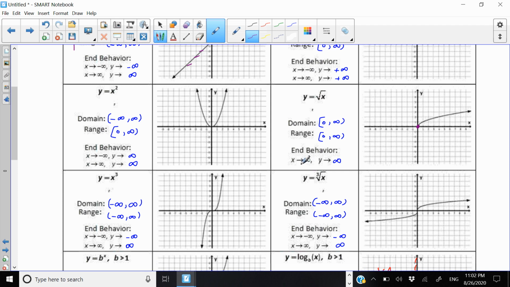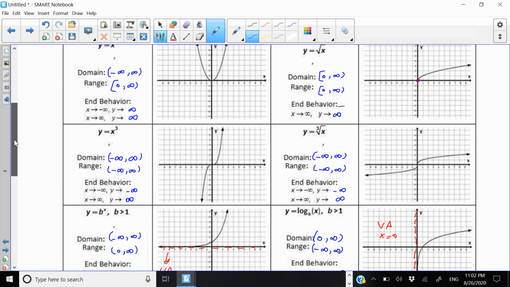End behavior. When x is going to infinity, what is happening to y? It's going up and right, it's going to infinity. So I say it's going to infinity. But x goes to negative infinity, we don't have that because x is going to stop at this point. So I don't need to write x goes to negative infinity. We don't have the other end side of that. So we stop over here.